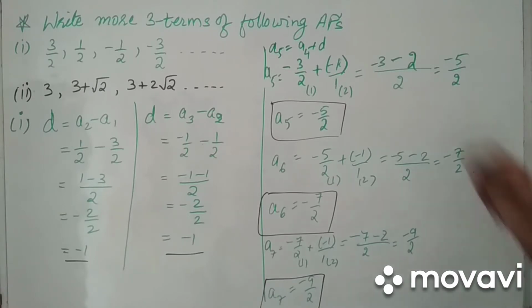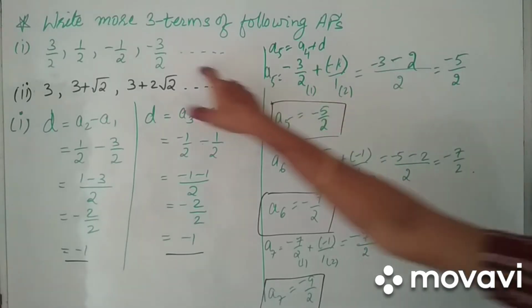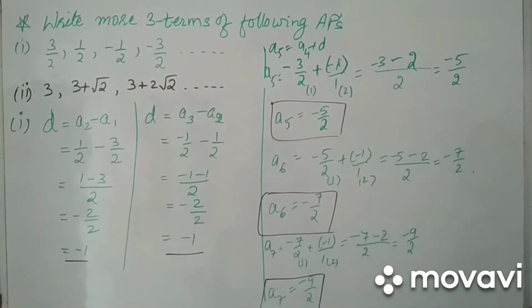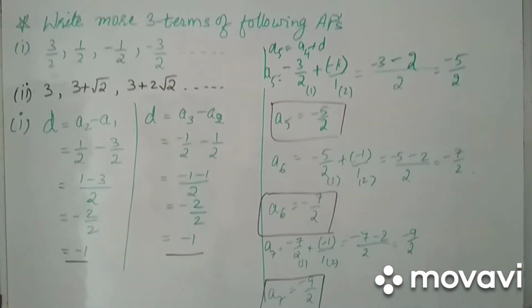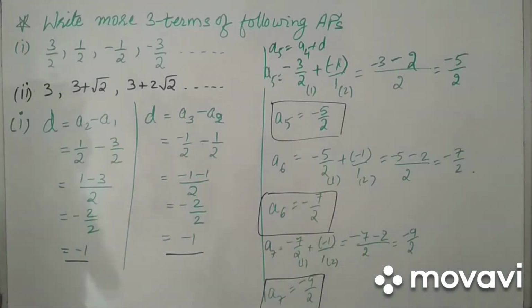Now, how and why have we added d only? From these first 4 terms, what we have seen is that the difference between the consecutive terms is d only.